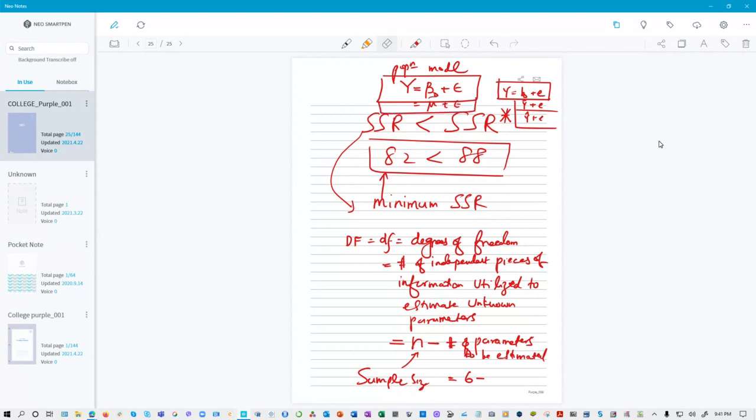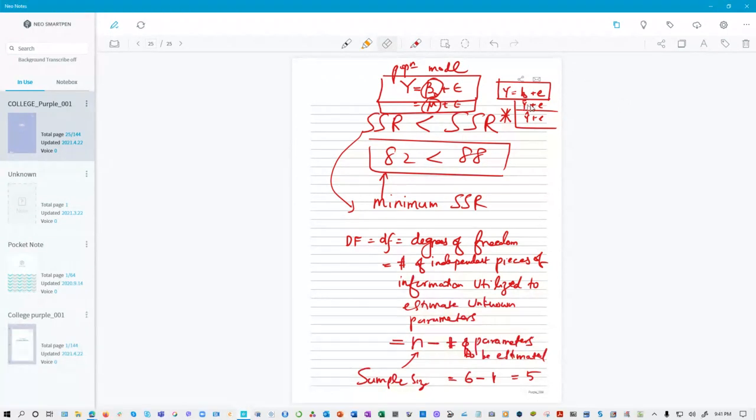So look at here, one parameter only. Because of that, I'm going to subtract 1. So therefore, I got 5. If you have 2, you subtract 2. That's how you got 5. This has to be estimated. Did you estimate? Yes.